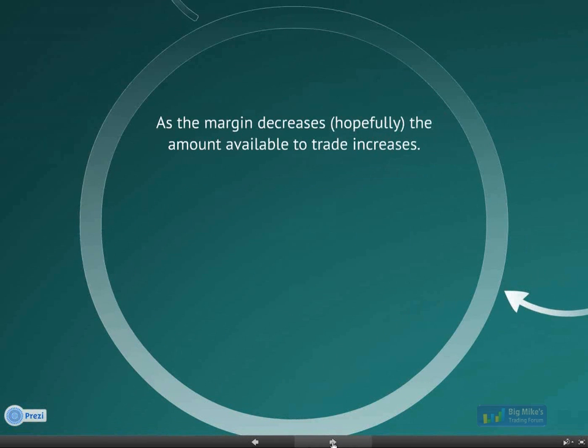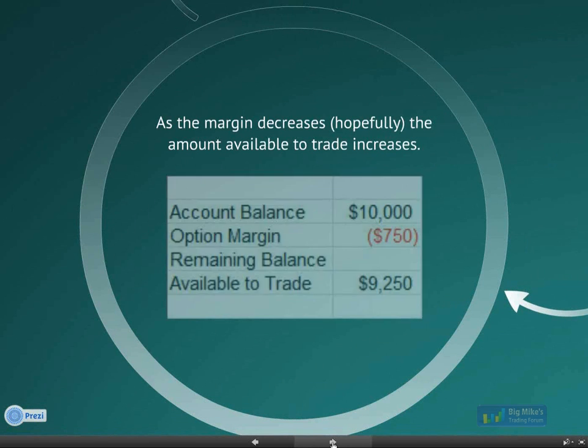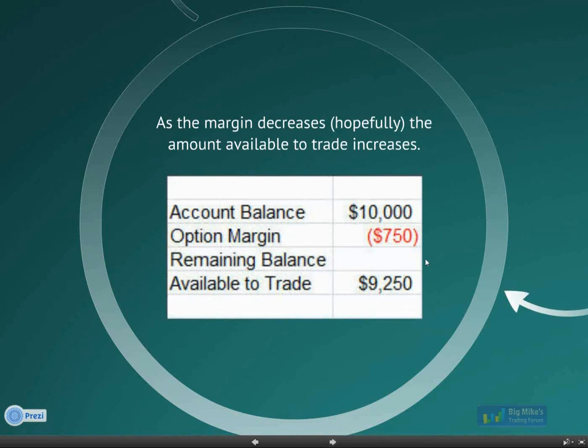As the margin decreases, hopefully, if things are going your way, the amount available to trade increases. So if you started off with $1,500 for that contract and now it's down to $750, you now have $9,250 to trade. So that varies. It could also go the other way, and you could have less to trade because the margin increased. And that is changed daily, usually overnight.